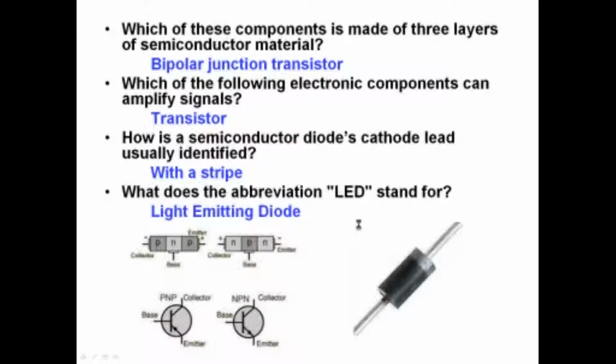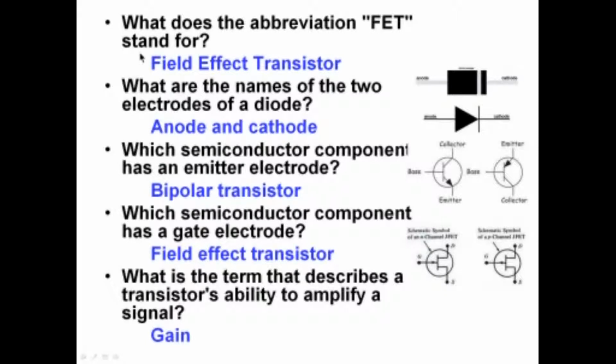Okay, what does the abbreviation FET stand for? That stands for a field effect transistor, which is another type of transistor besides the bipolar. Here's a schematic down here of a field effect transistor. They come in a couple different flavors, actually more than a couple, but for this test, a couple will do. And it has a gate. Instead of a base here, it's called a gate. Instead of a collector, it's called a drain, and instead of an emitter, it's called a source. Okay, so gate, drain, source, field effect transistor, FET.